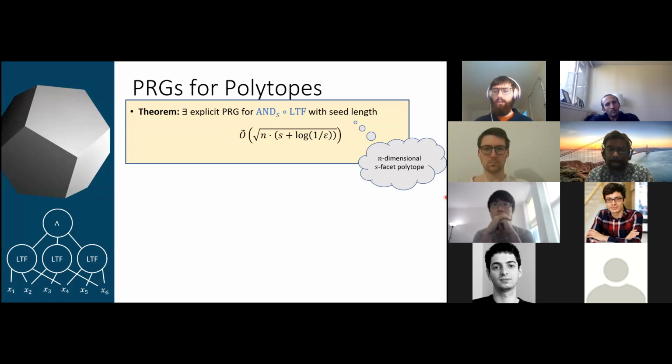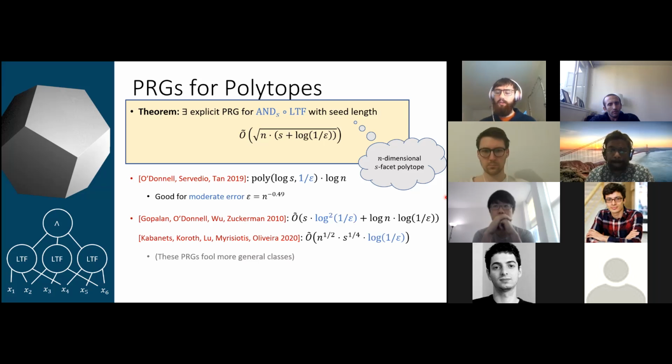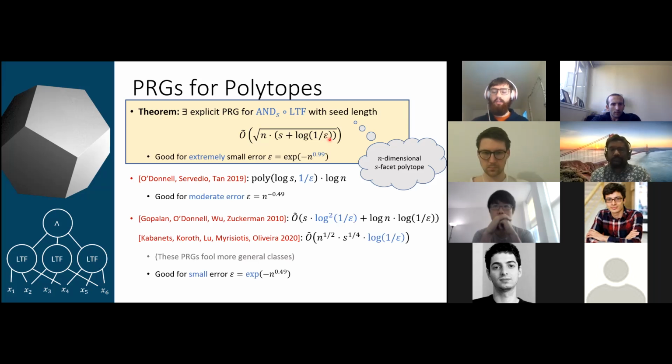Okay, so this model, polytopes, has been studied before. There have been a few prior pseudorandom generators for polytopes. And the thing I just want to emphasize is that our pseudorandom generator has better dependence on epsilon. You'll notice that we can handle a really, really small error, like 2 to the minus n to the 0.99, and our seed length is still non-trivial. These other pseudorandom generators might have much better seed length for moderate error. But for our work, we're really interested in this slightly non-trivial seed length regime. So for us, this is going to turn out to be better.